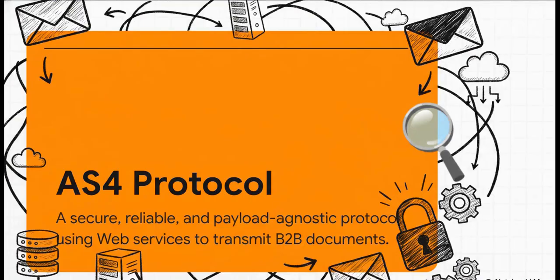At the very heart of all this is the AS4 protocol. And honestly, the best way to think of it is like digital registered mail for businesses. It's built from the ground up to be secure and reliable. It's also something called payload agnostic, which is just a fancy way of saying it doesn't care what kind of file you're sending. It could be an invoice, a shipping notice, a contract. It can handle the whole shebang.